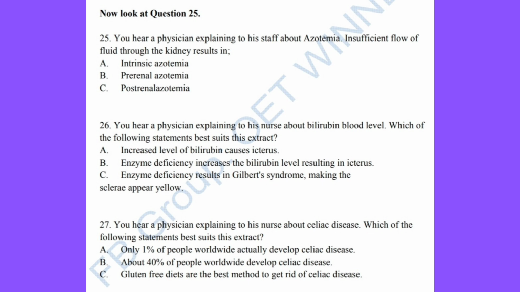Now look at question 25. You hear a physician explaining to his staff about azotemia. Now read the question.